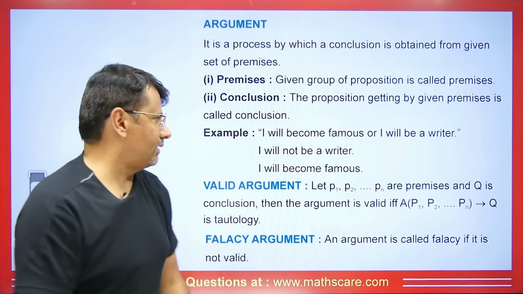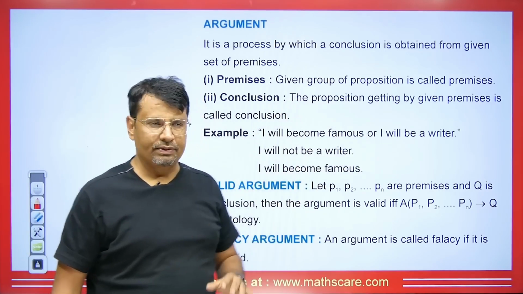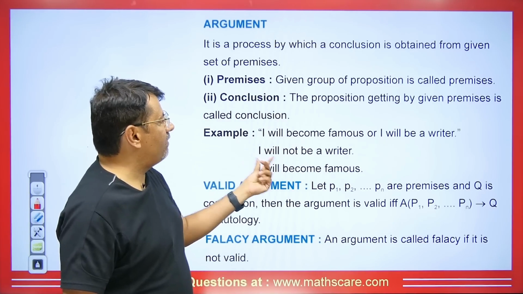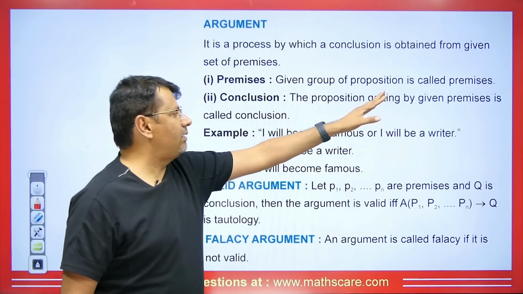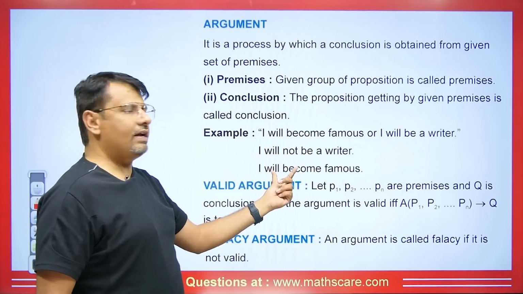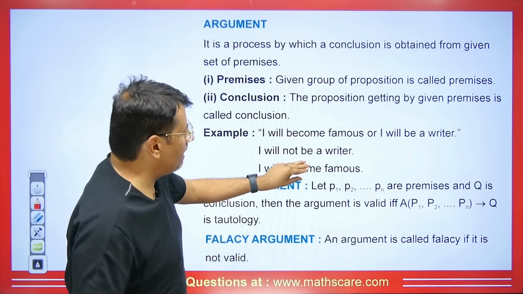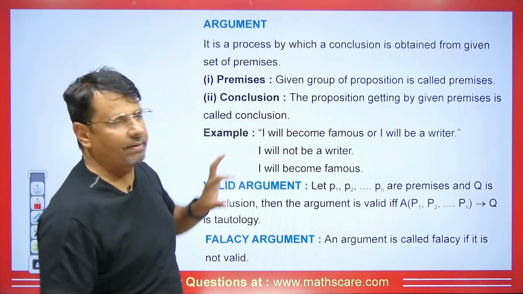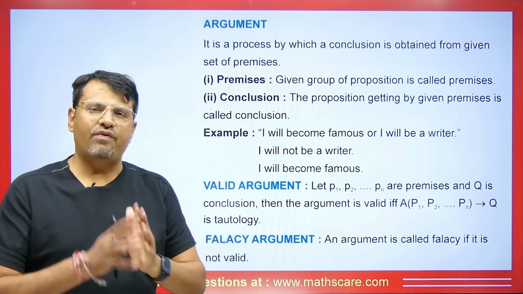Let's see an example. For example, I will become famous or I will be a writer. And here it says, I will not be a writer. What did he say? I will become famous or I will be a writer, and I will not be a writer. So what is the conclusion here? This means he wants to become famous. I will become famous. So here we are getting the conclusion, and on the other hand we are getting the premises. So let's check whether this argument is valid or not.